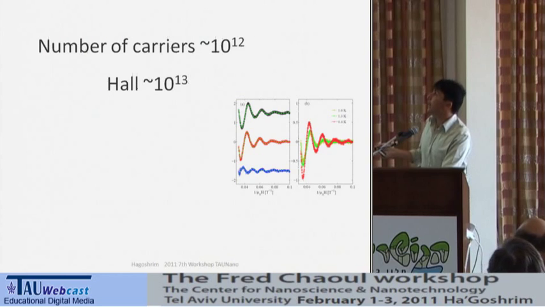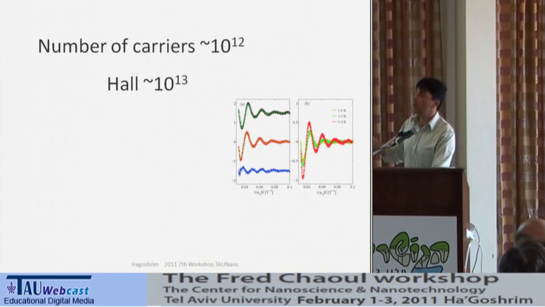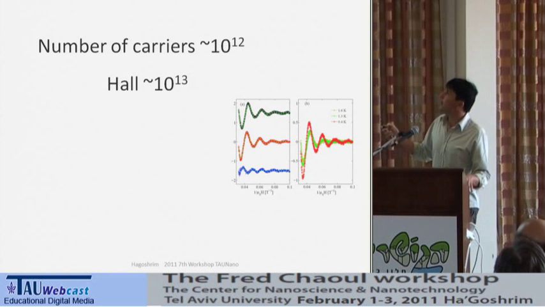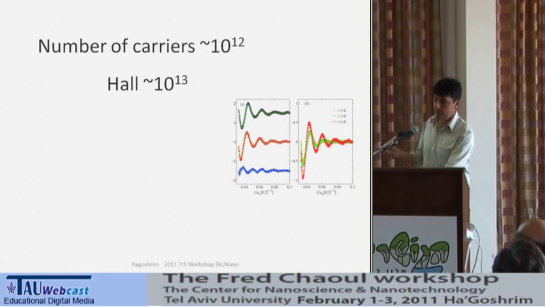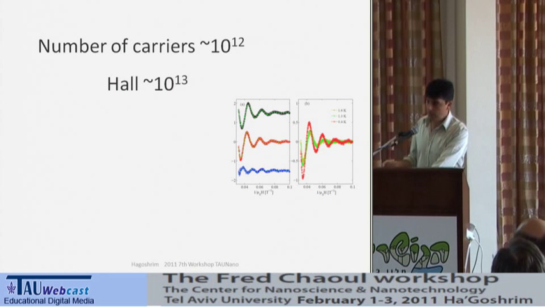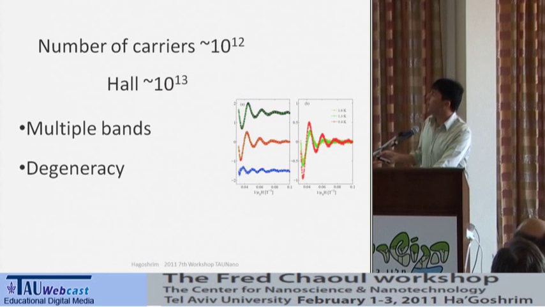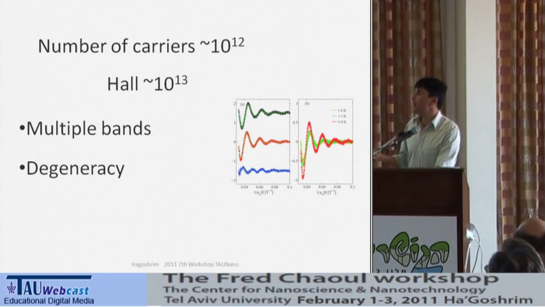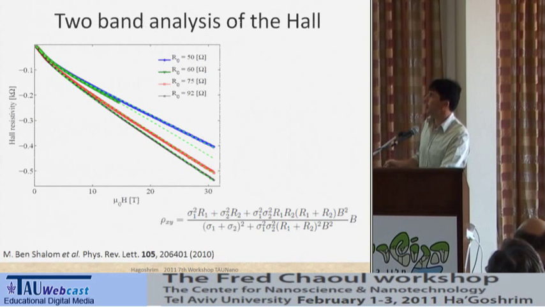And the interesting thing is that if we look at the number of charge carriers extracted from this measurement, it is about 10 to the 12th carriers per square centimeter, while from the Hall you get 10 to the 13. So what we can do, we can assume that there are multiple bands and maybe degeneracy. So each band has, let's say, spin degeneracy, spin up and spin down, and maybe other degeneracies. And we look at the Hall.